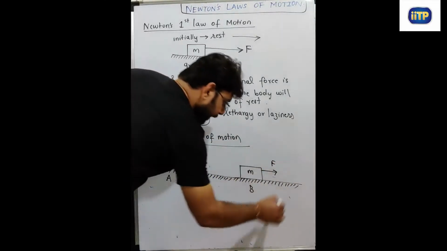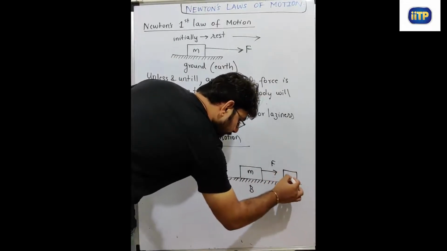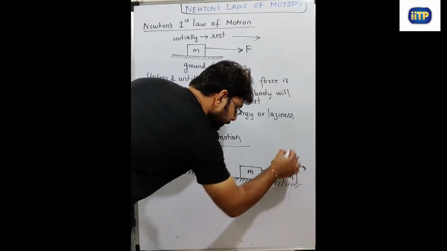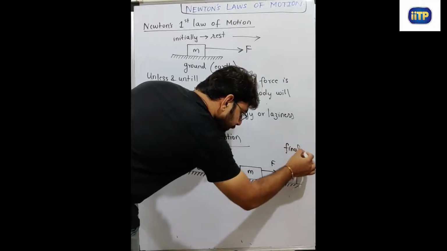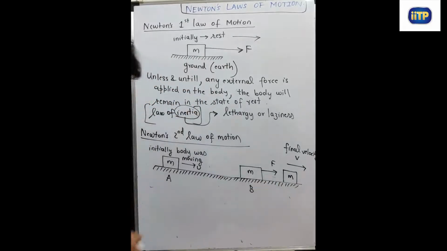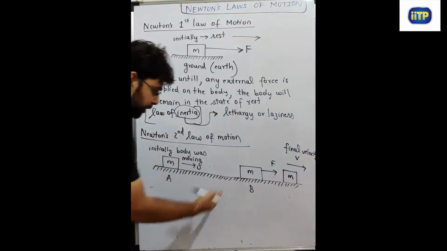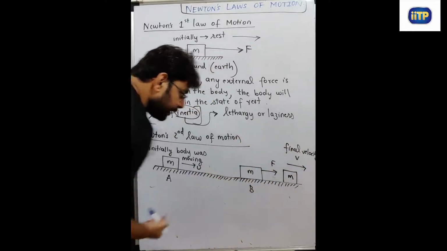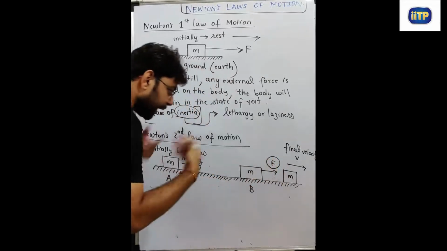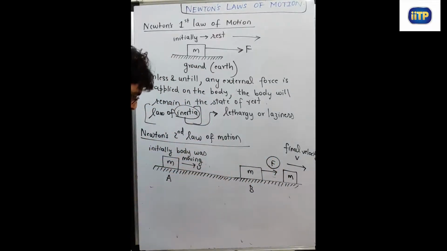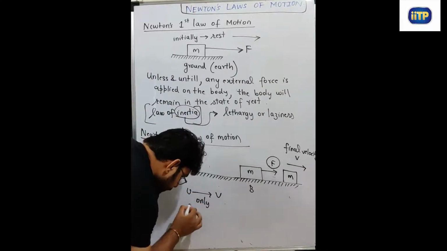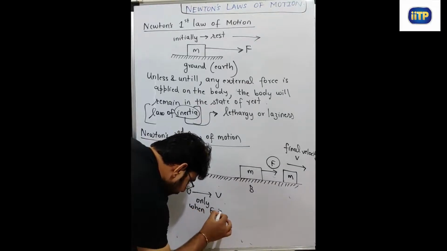So after the external force is applied, the initial velocity of the body became V. Let's say it became some different velocity. I will call it the final velocity, V. So initially its velocity was u, and after some external force was applied, it became v. So this v is for what? After F is applied, the velocity has changed. Initially it was u, and it has changed to v only when F is applied.